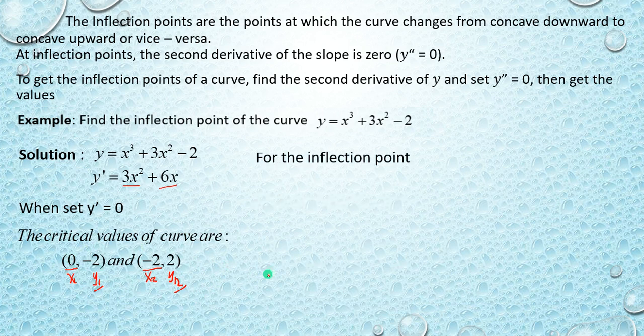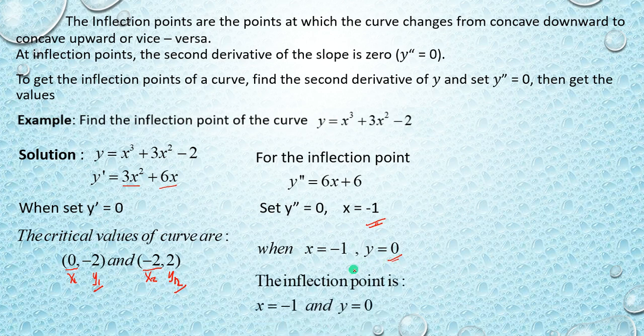For the inflection point, we need to get the second derivative, which is 6x plus 6. Then set the second derivative to 0. We find the value of x equals negative 1. And also, we need to find the value of y. From the equation of the curve, we plug in the negative 1. We find the value of y equals 0. So we have the inflection point: x equals negative 1 and y equals 0.